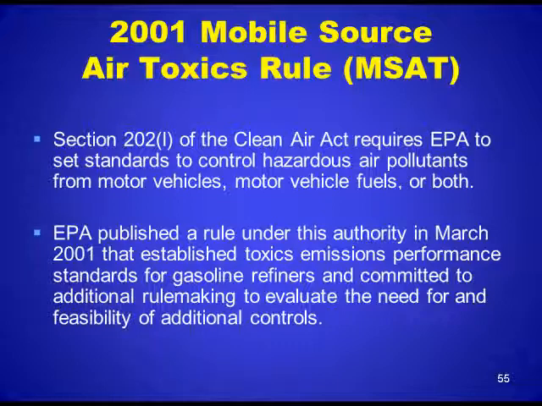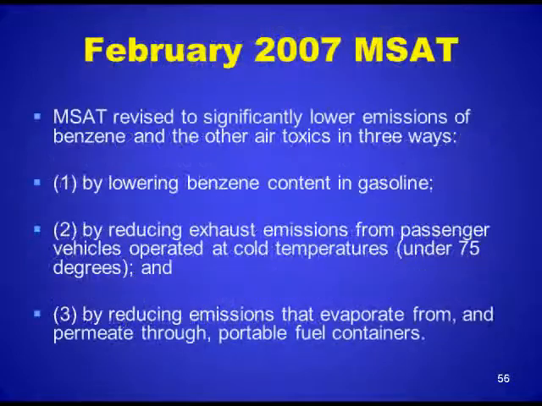Under 202 of the Clean Air Act, EPA had to set standards to control hazardous pollutants from motor vehicles, motor vehicle fuels, or both. EPA published this rule under its authority in March of 2001 that established air toxics emissions performance standards for gasoline refiners and committed to additional rulemaking to evaluate the need for and feasibility of additional controls. And that led to the promulgation in February of 2007 of Round 2 of MSAT.